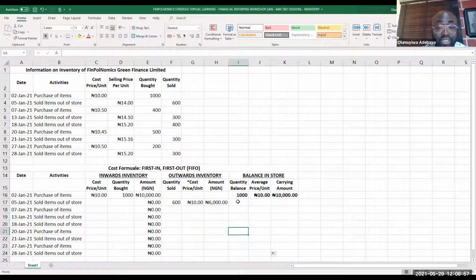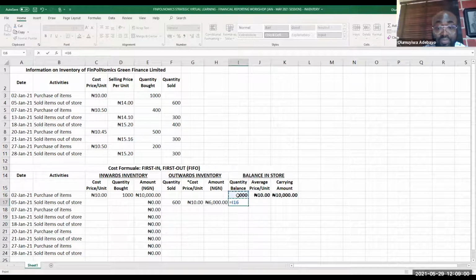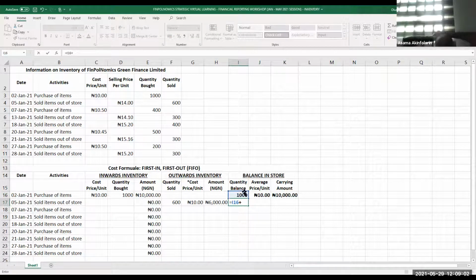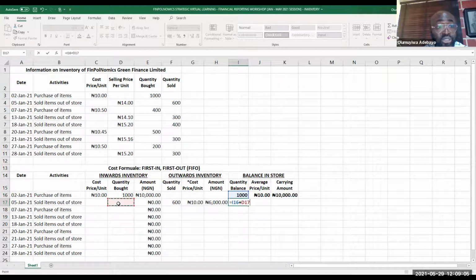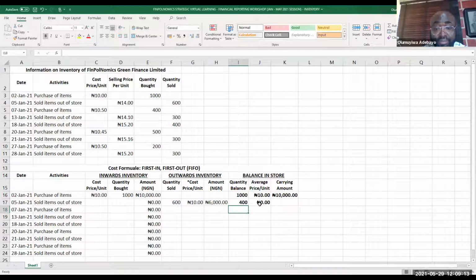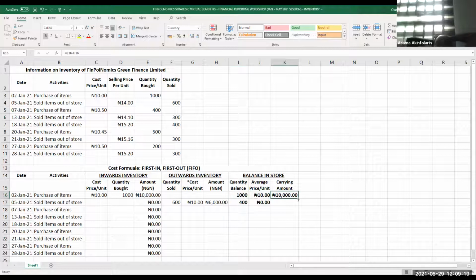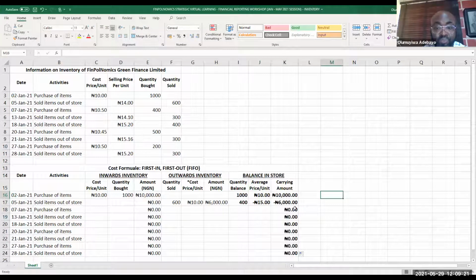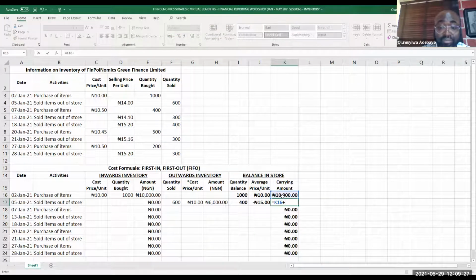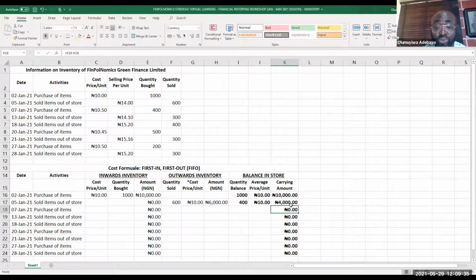But as at this period, what is left is the difference between the balance brought forward and any addition made during the period, less any item sold. At the end of the day, you have 400 left, at what price? The amount is the balance plus the amount purchased, less the amount sold.